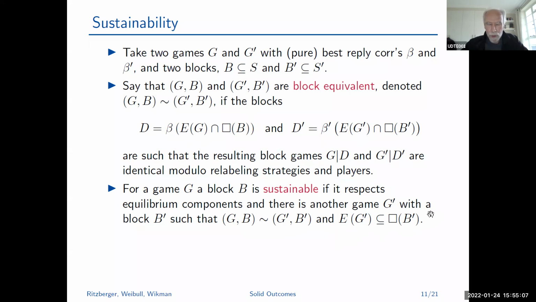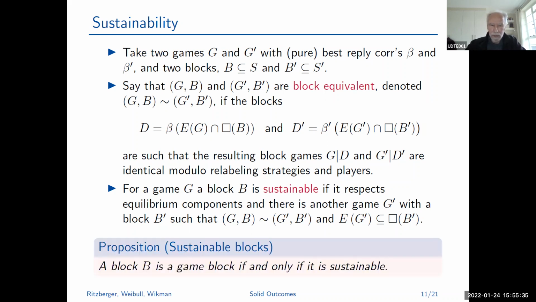So that's again this notion of pulling away everything else, all the equilibria that are outside of B, right? So G prime is the game where we've pulled away all the other equilibria that are outside of the phase spanned by the block B. So it's a natural set-valued version of the existing definition of sustainability.